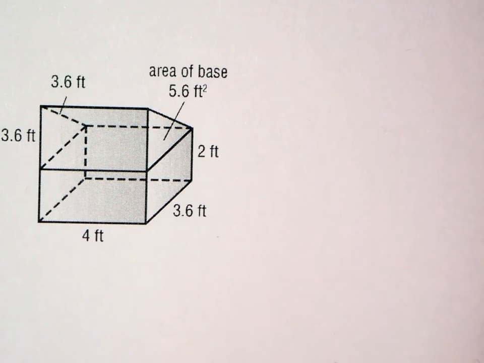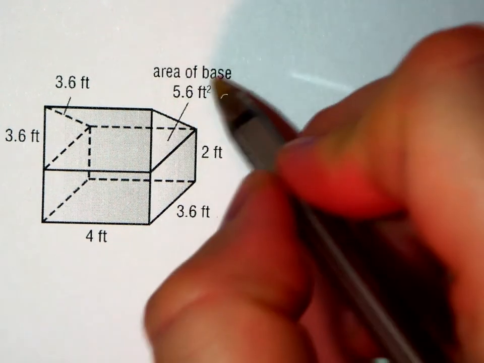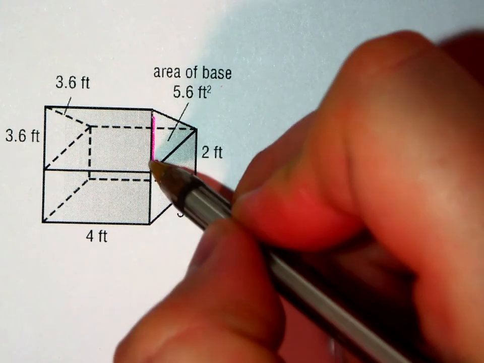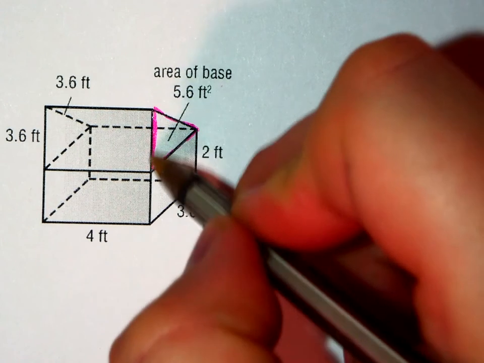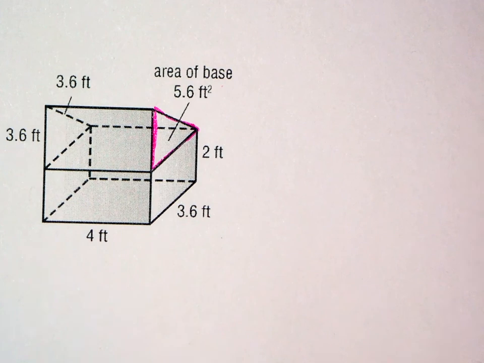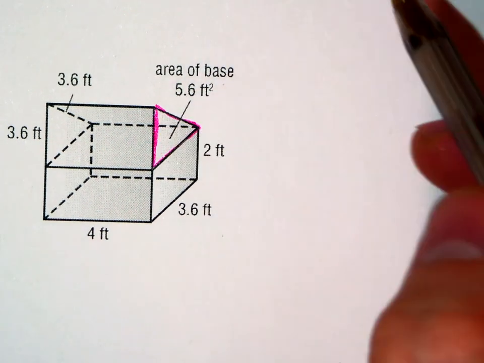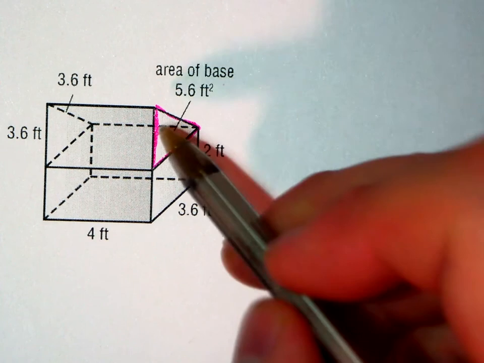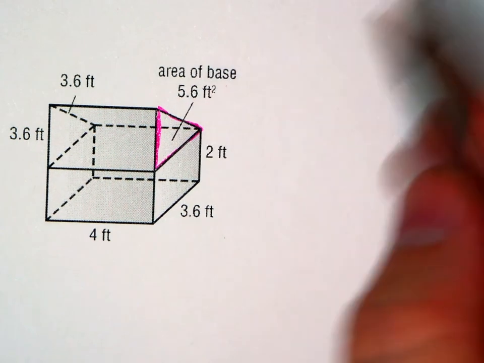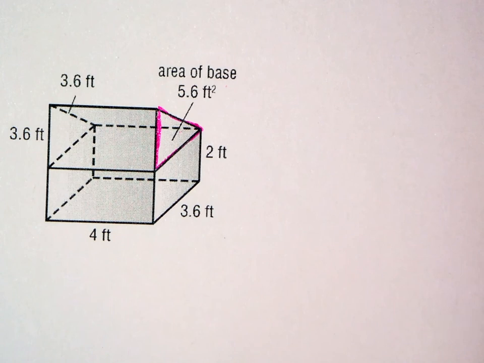Problem number 2. Problem number 2 goes ahead and tells me that the area of the base for this particular piece of this shape is 5.6 feet squared. And the reason why it did that is because it didn't need you trying to have a whole bunch of extra numbers that you didn't know where they went on this image. So I minimized some of the numbers by giving you the area of the base.